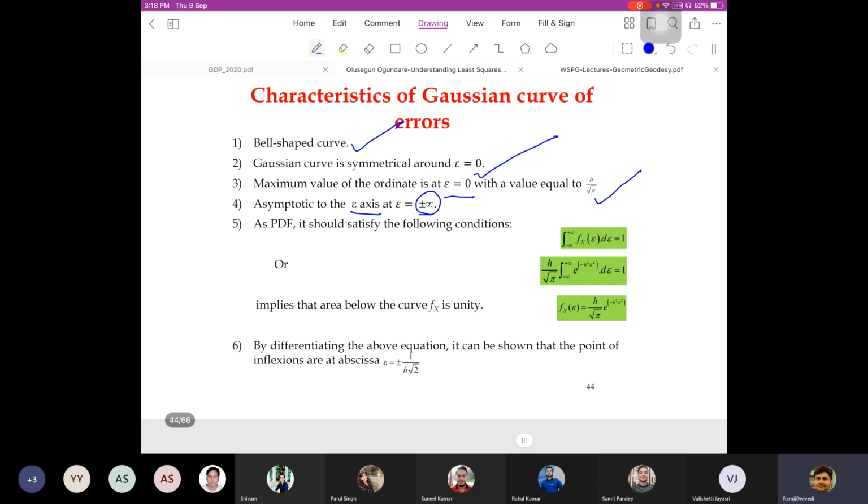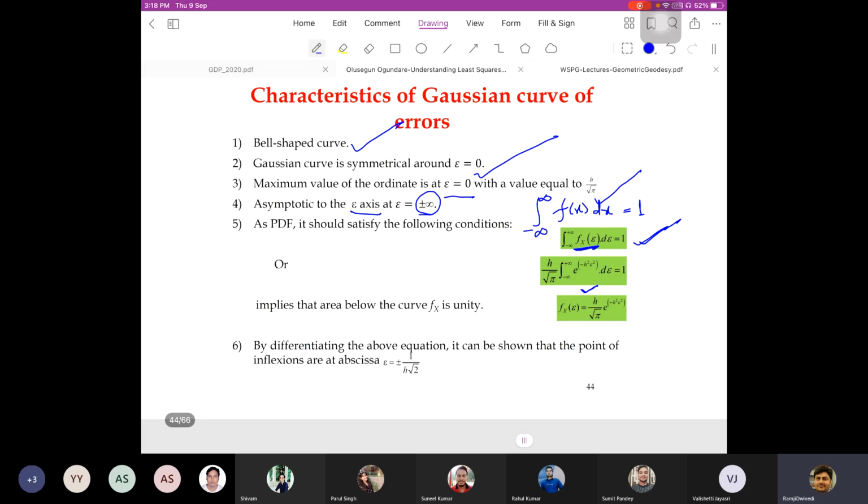As a PDF, it should satisfy the following condition, which was the same. If you recall what we have written in the case of observation, minus infinity to infinity f(x) dx. That's how we have written, isn't it? Similarly, we have written the corresponding cumulative distribution function also. But here, let us just repeat the f(x) value here. So we have replaced the value here. So that's how we are replacing it. That implies that the area below the curve f(x) is unity.